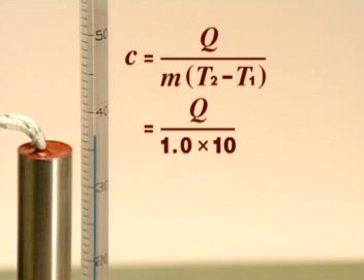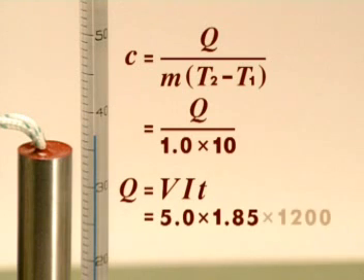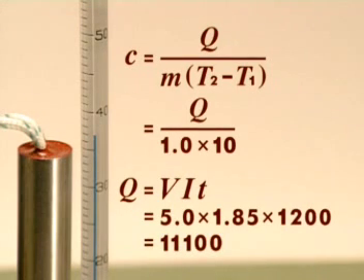Assuming that all the heat supplied by the heater is received by the aluminium, Q equals VIT, where V is the voltage of the immersion heater, 5 volts, I is the current, 1.85 amps, and T is the time the heater was on. 20 minutes equals 1200 seconds. So multiplying these together gives Q equals 11,100 joules.